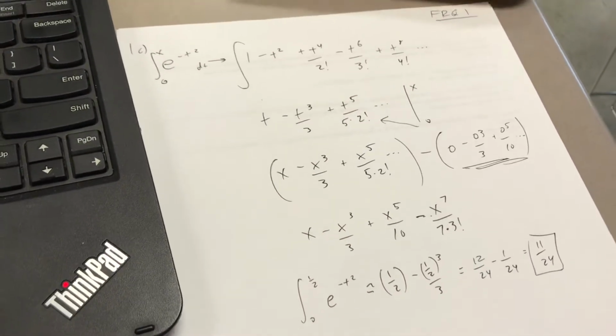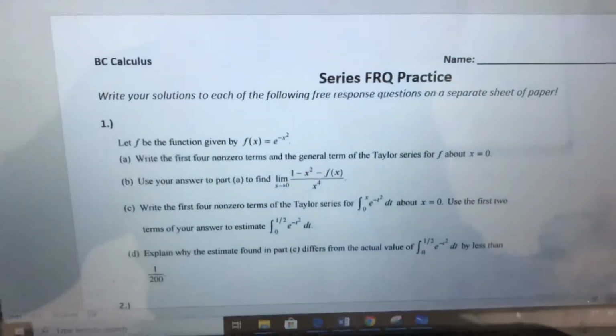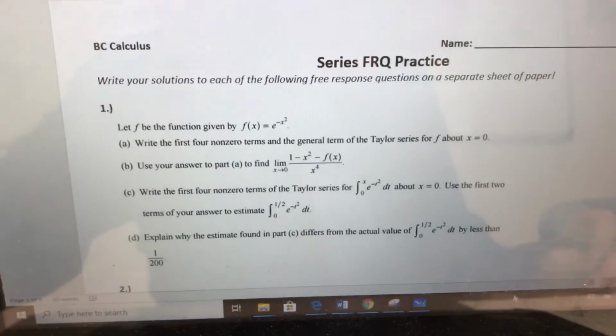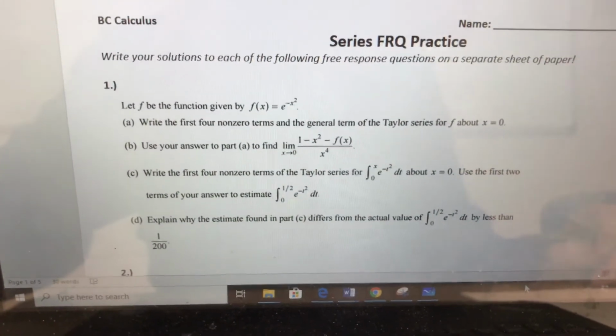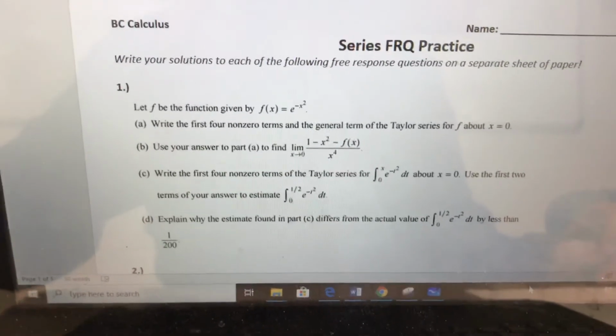All right. And then part D, we didn't officially do this, but if you take a future calculus course, it wouldn't be the worst thing to know. It asks you to explain why the estimate differs from the actual value of that integral by less than 1/200. That's a really small error.